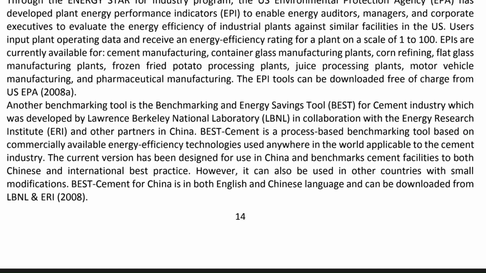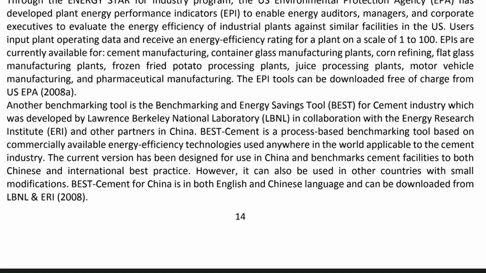Similar practice was also developed for different spheres of industries, like potato processing plants, juice processing plants, motor vehicle manufacturing, etc. To enable analysis of where they stand, a benchmarking tool is also available for the cement industry, known as BEST, the Benchmarking and Energy Savings Tool. It was developed by Lawrence Berkeley National Laboratory, LBNL, which is engaged in energy research activities.